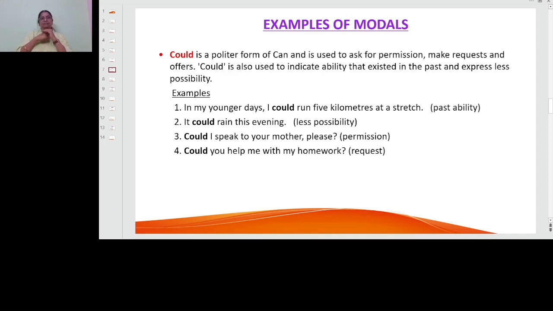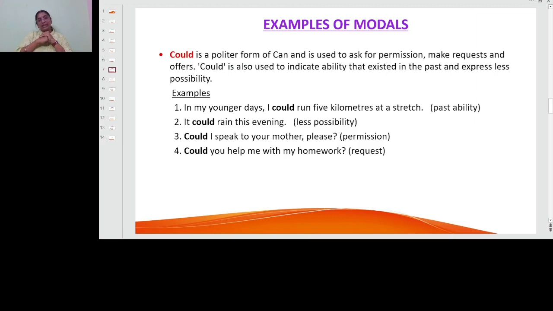Let's see the examples. In my younger days, I could run 5 kilometers at a stretch. So that's my past ability. Now if you ask me to run 5 kilometers at a stretch, maybe I can run 1 kilometer, not more than that. You are able to understand it's your past ability because you are in that time.